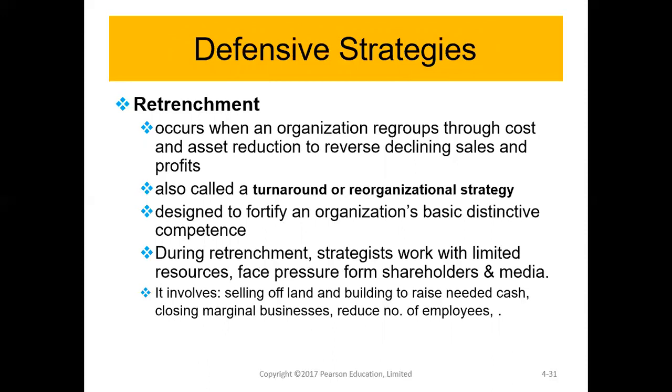So my strategy here is cost reduction, asset reduction. So I'm selling part of my land or buildings that I do not need. I just need more cash, so I will be selling that. I will be reducing the number of my employees. I may be closing some businesses that I believe are marginal, they are not that important for me, so I might close them. Okay, I might go for automation, so that will help me reduce the number of employees, that will help me reduce the cost. Okay, so all these are examples of retrenchment strategy.